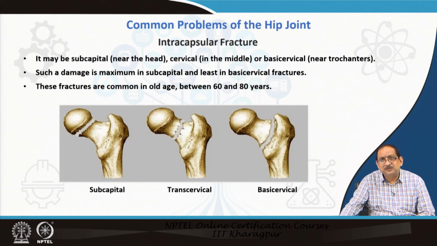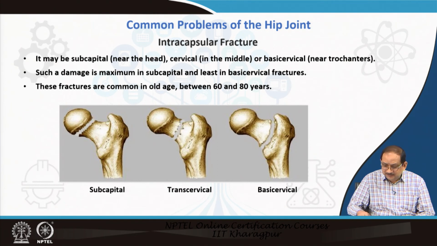So, it is near the trochanters. Such damage is maximum when it is subcapital and least when it is a basicervical fracture. So, these fractures are common in old age patients between 60 to 80 years.